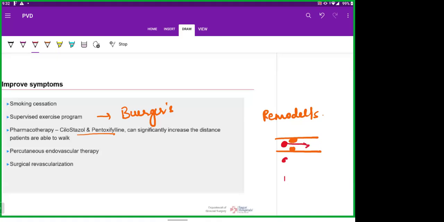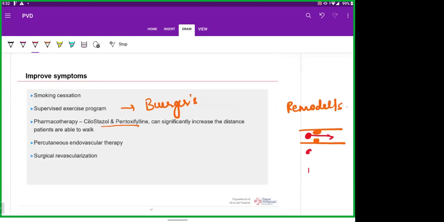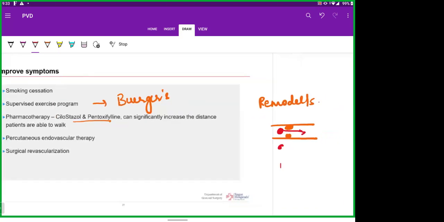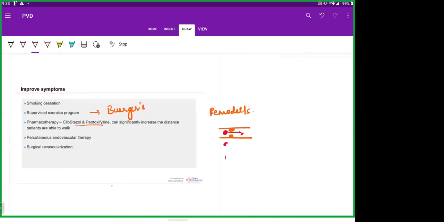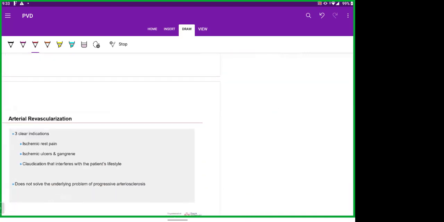So pentoxifylline is something that is commonly used in clinical practice along with statins. And the gold standard treatments are the surgical as well as interventional procedures, which we'll talk about in detail. Now, talking about arterial revascularization, there are three clear indications for a revascularization procedure: that is your ischemic rest pain, ischemic ulcers, and gangrene.